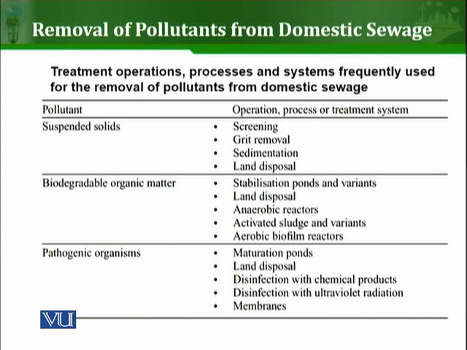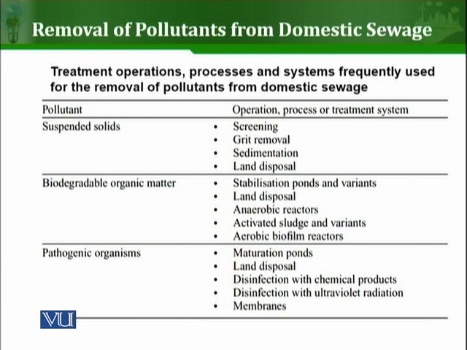For example, stabilization ponds and variants. Different किस्म के ponds and lagoons can be created in which such wastewater is moved and it stays there for a longer period of time, and during this different processes operate, especially microbial processes, and they decrease the BOD and thus stabilize the wastewater. Land disposal is there.